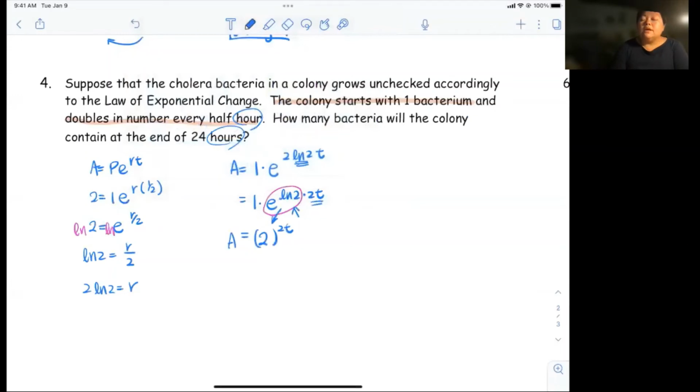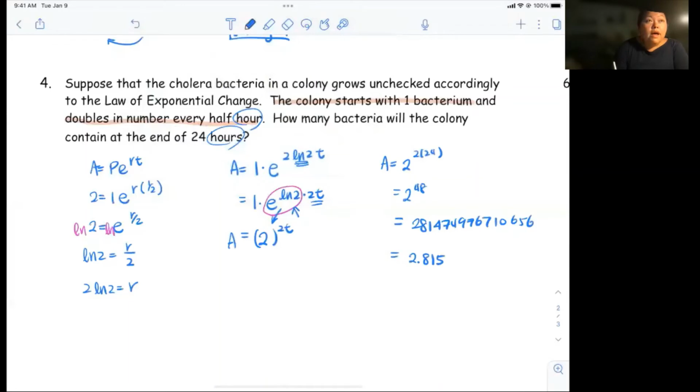How many will the colony contain at the end of 24 hours? So how many at the end of 24 hours? 2 to the 2 times 24. So 2 to the 48 power. That's going to be a lot of bacteria, depending on the power of your calculator. It is 281474976710656, which some calculators will give to you like this: 2.815 times 10 to the 14 bacteria. So lots and lots of bacteria. Okay.